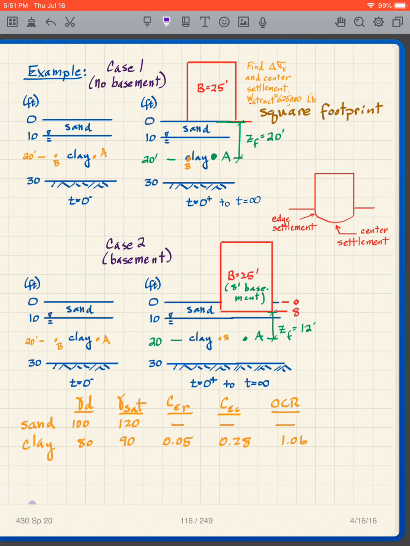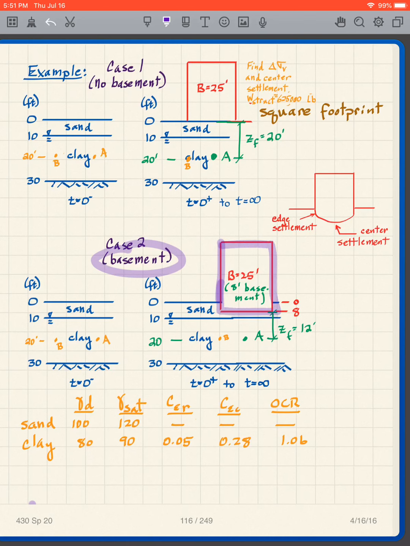Okay, how do we use that in our settlement calculation? How are we going to calculate the settlement of our structure, the various points of the structure? So let's take a look at this example. I'm going to have a case 1 and a case 2. Case 1, there's no basement. So here's my structure on the ground surface. No basement for case 1. Case 2, I've got a basement.